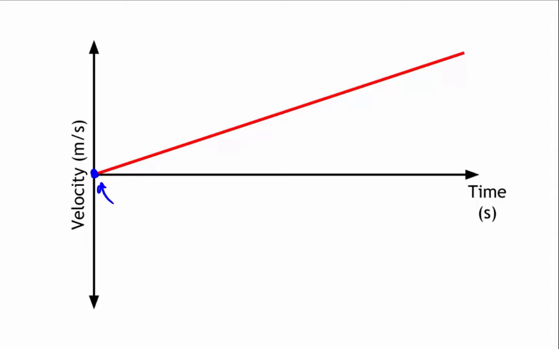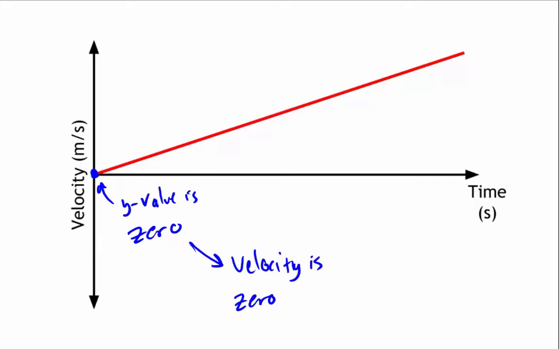As we said before, we were looking at the slope of a position time graph to tell us about how fast we're moving and whether our velocity was changing or not. But looking at this graph, I'm not going to look at the slope, I'm looking at the y values. So at the very beginning, my y value is 0. So that tells me that my velocity is 0. So I must be stopped, I'm not moving.